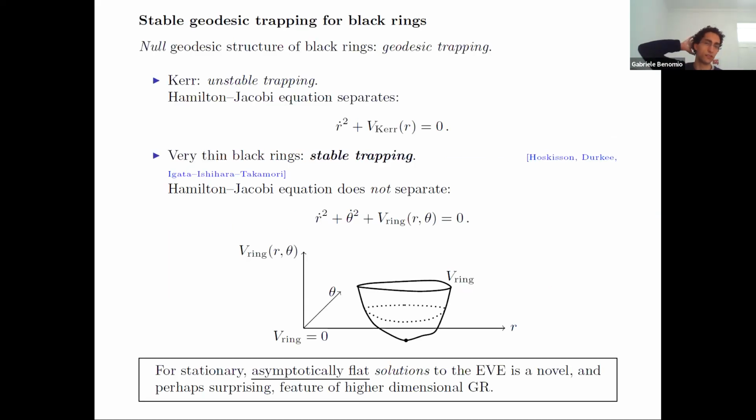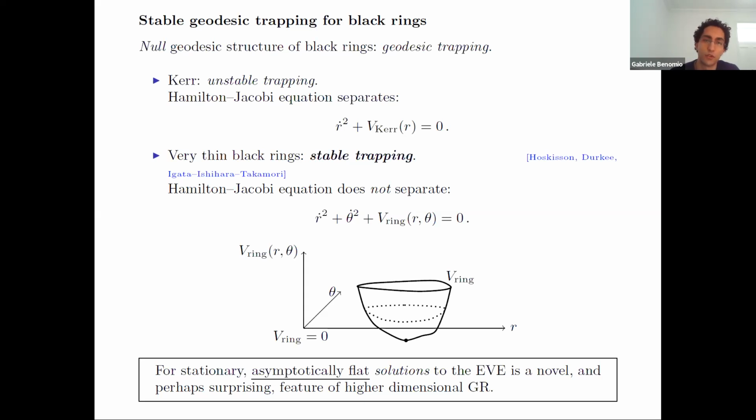So the relevant geometric property here has to do with the non-geodesic structure of black rings, and in particular with the existence of trapped geodesics. By trapped geodesic in general, we mean a geodesic that remains in a bounded region in space for all values of its affine parameter, so it neither intersects the horizon nor escapes to infinity. And this is a very familiar phenomenon in general relativity, as it already arises for Kerr black holes.